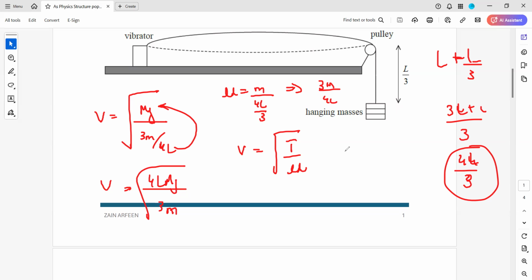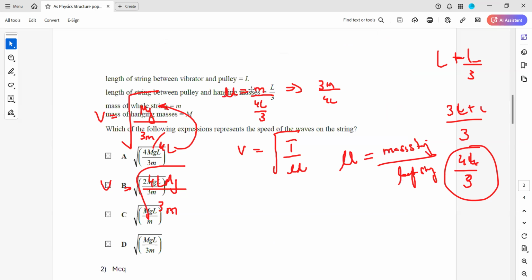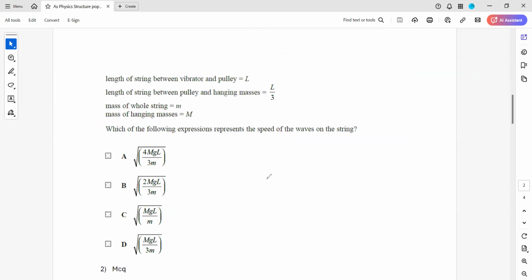Whenever we calculate mu, it is the mass of a string divided by the length of a string. So the mass of the string was m, small m, and the length of the string was L. So it matches with the square root of 4 mgl divided by 3m. So this whole matches with option A. So whenever you're calculating mu, it's the mass of the string divided by the full length. Yes, that's the full string, not the section, the full.